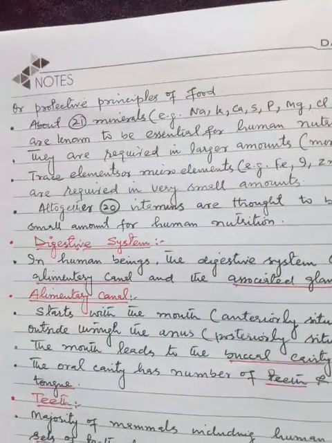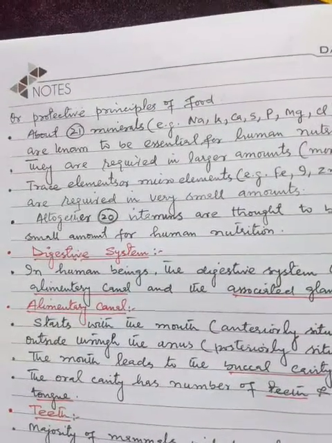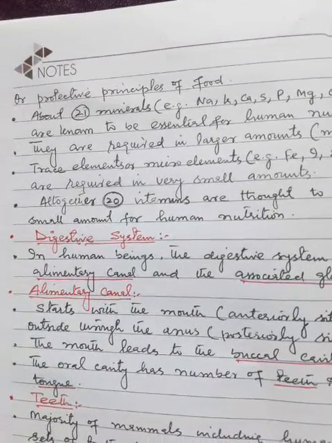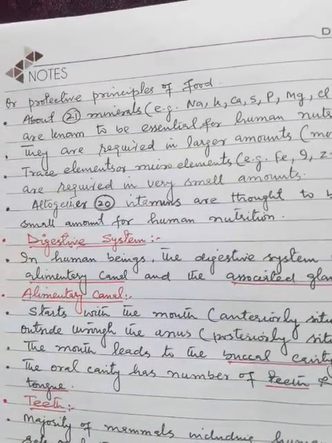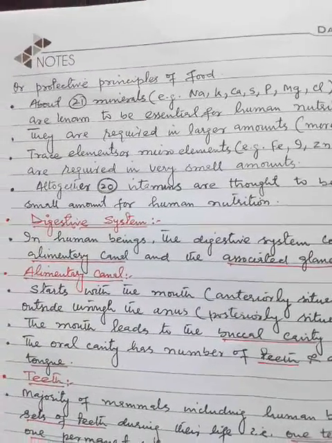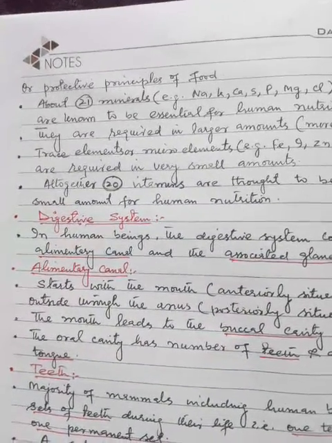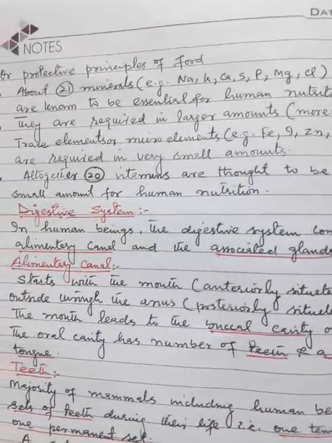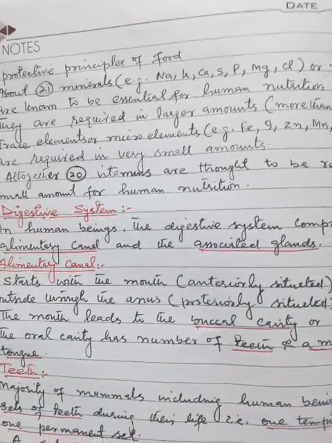Now let's have some idea about the digestive system because our chapter is about digestion and absorption. Let's come to our topic now. Digestive system in human beings. The digestive system comprises the alimentary canal and the associated glands.